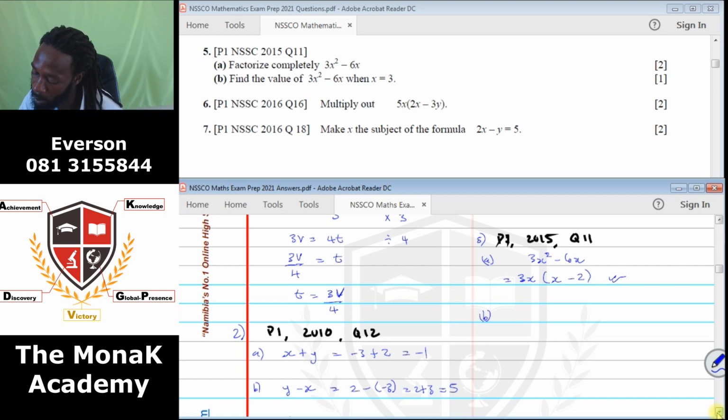And then we go to B. Find the value of 3x squared minus 6x when x is 3. So 3x squared minus 6x. So it will become 3 times 3 squared minus 6 times 3. 3 squared is 9 times 3, it's 27. 6 times 3, it's 18. 27 minus 18 is positive 9.